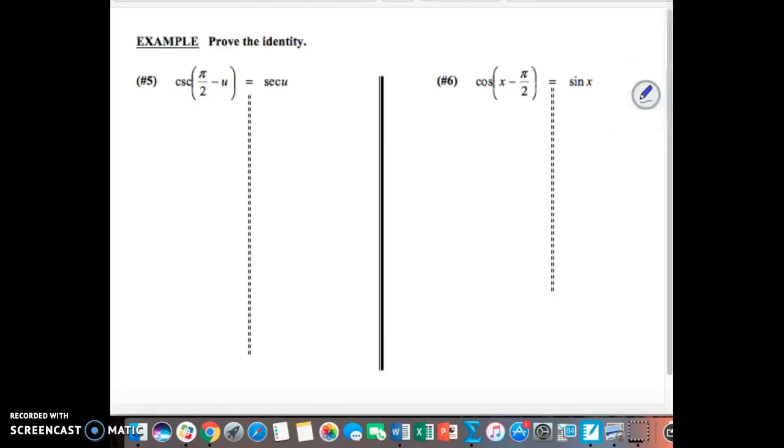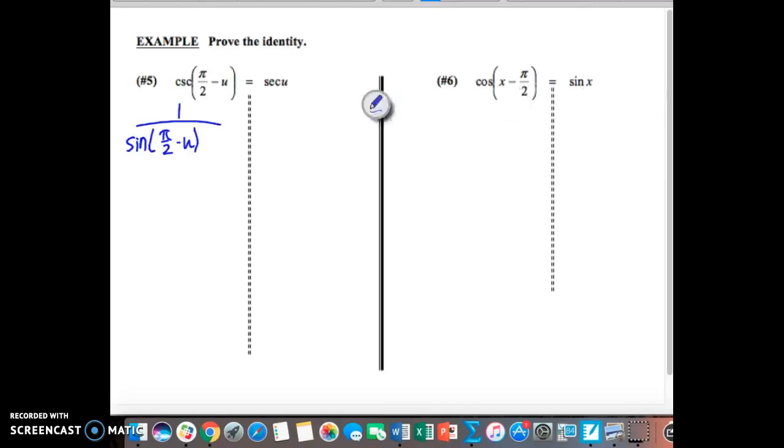Examples 5, 6, and 7 ask us to prove the identity. This is very similar to what we have been doing in Section 7.1, day 1 and 2. We're just going to be converting one side to the other. So let's start out with the messiest side. So we have cosecant of pi over 2 minus u. Cosecant is a reciprocal of sine, so we are going to rewrite this as 1 over sine of pi over 2 minus u.